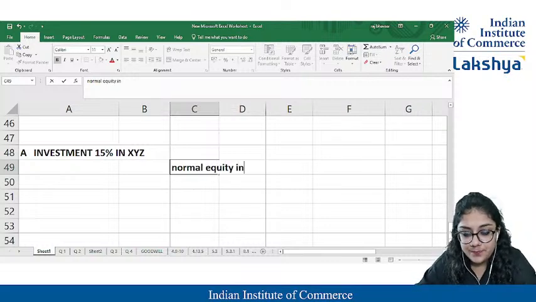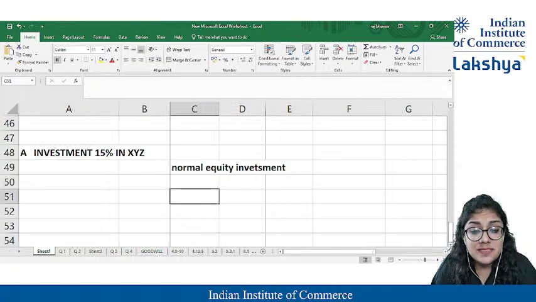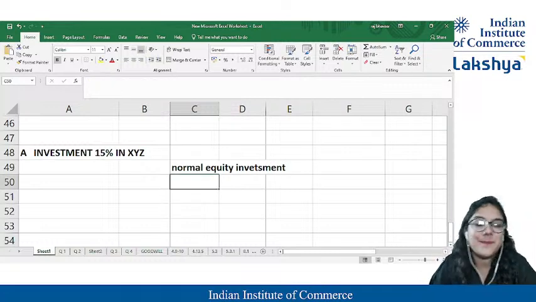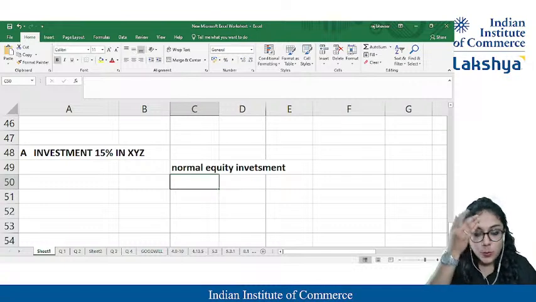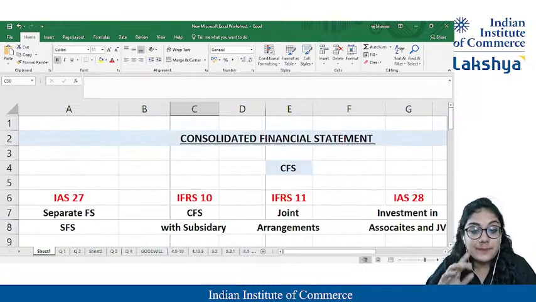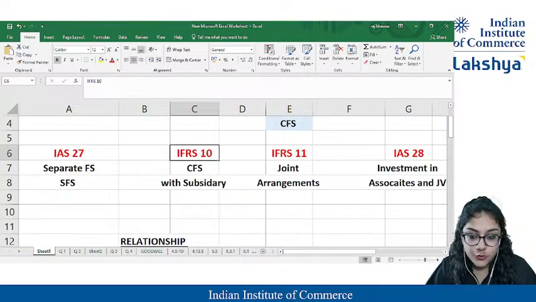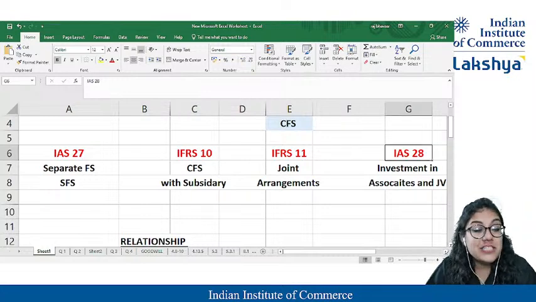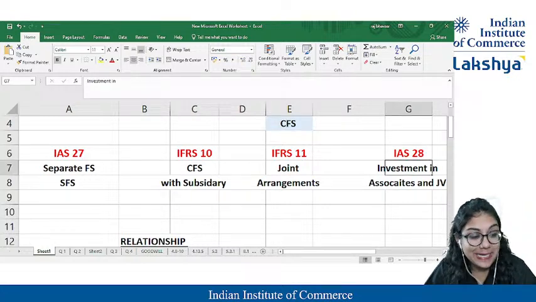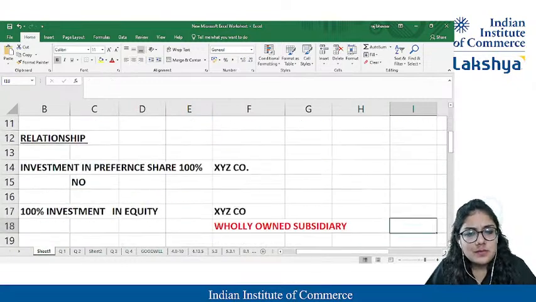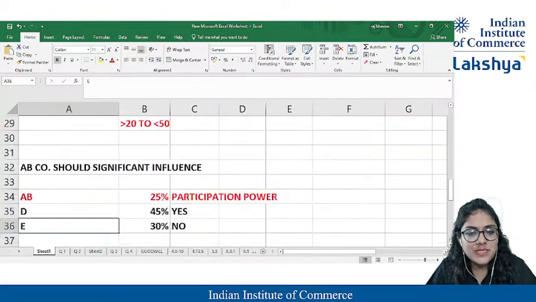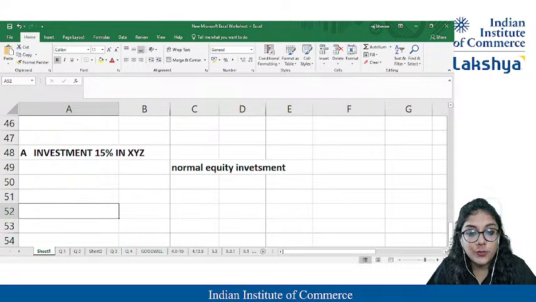equity investment. If I'm talking about normal equity investments, can you tell me which standard applies? See, if it is a subsidiary, IFRS 10 comes into the picture. If it is associates and JV, IAS 28 comes into the picture. So if I'm having a normal investment, according to which standard are we going to book?